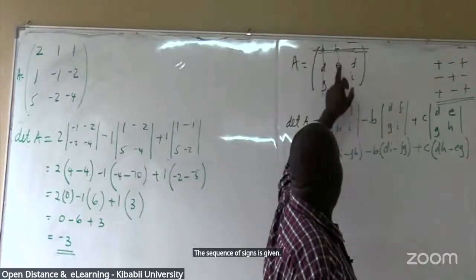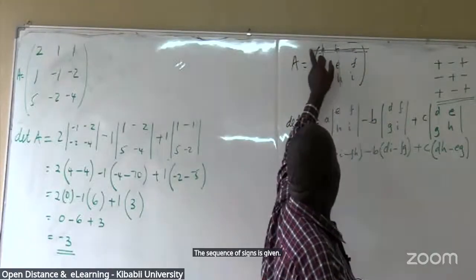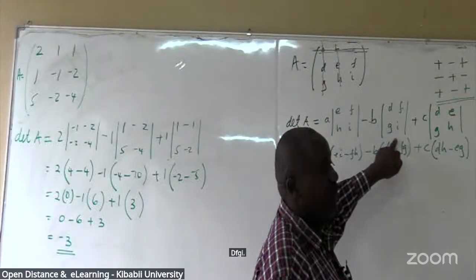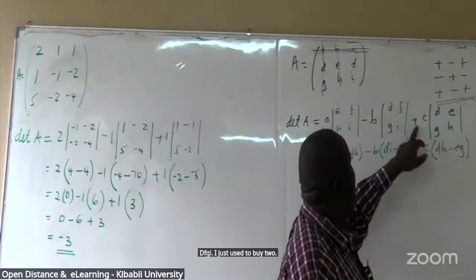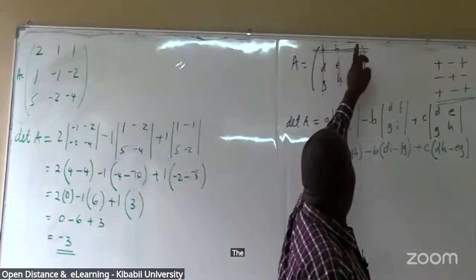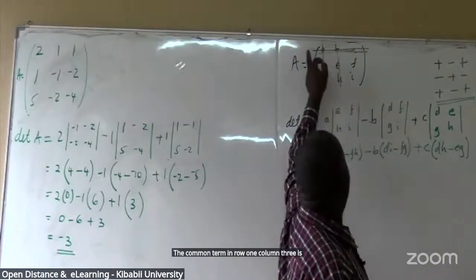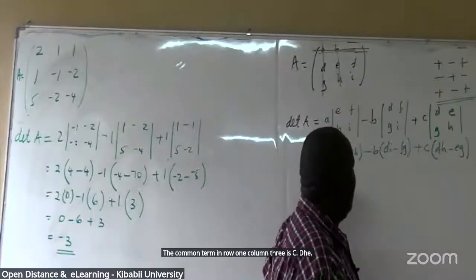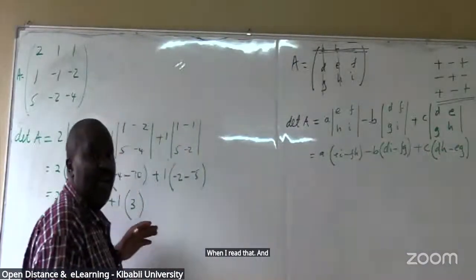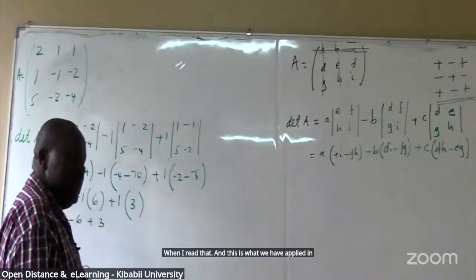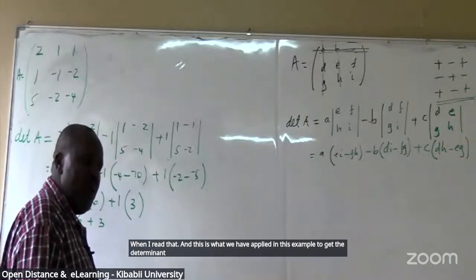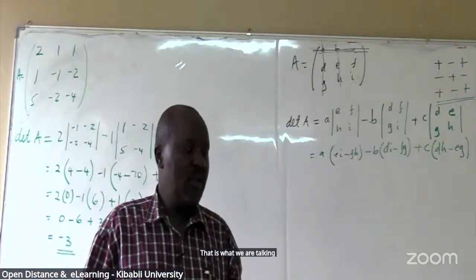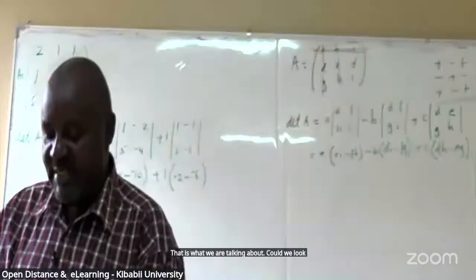Row 1, column 2, the common term is B. If I delete row 1, column 2, I'll be left with D, F, G, I. I reduce to 2 by 2. Then the third term is plus. The common term in row 1, column 3 is C. Deleting row 1, column 3 leaves me with D, E, G, H. Then I evaluate that. And this is what we have applied in this example to get the determinant of the 3 by 3. That is what we are talking about. Could we look at the following as an example?